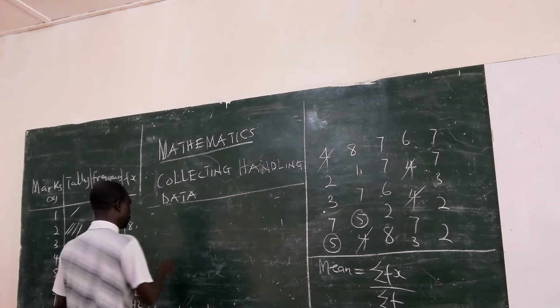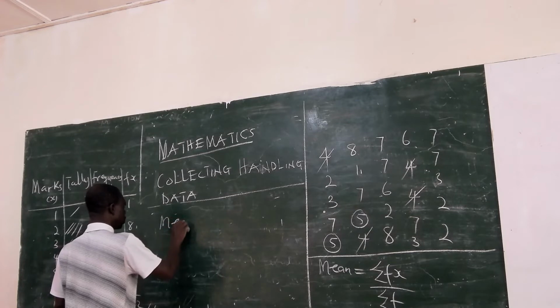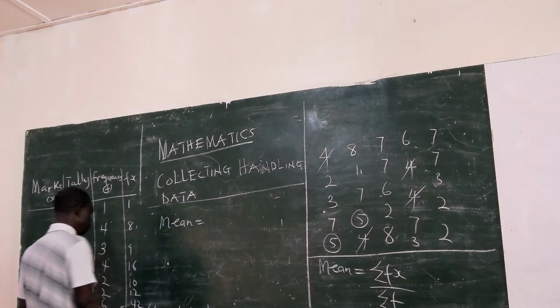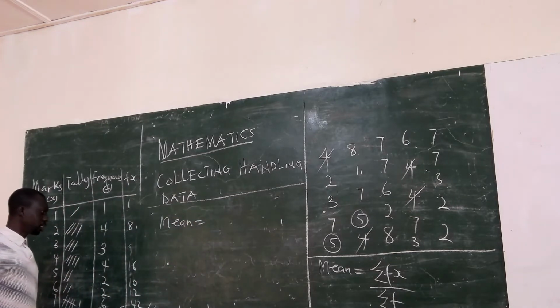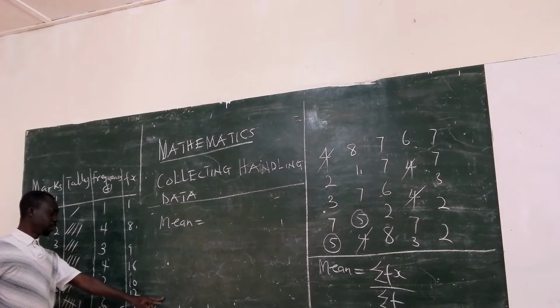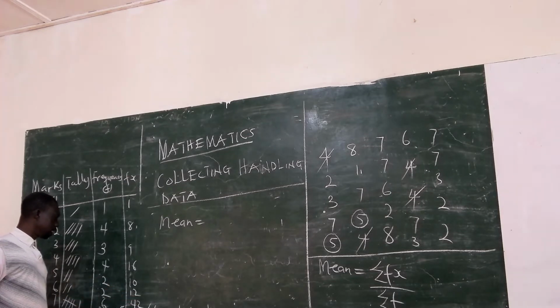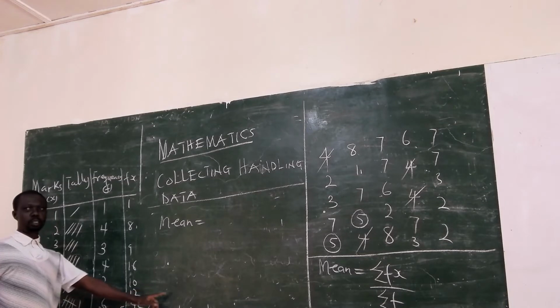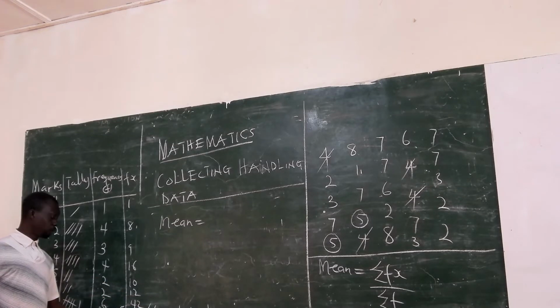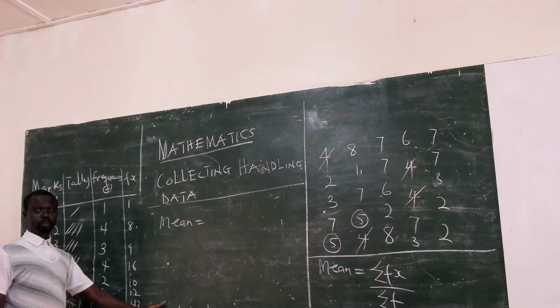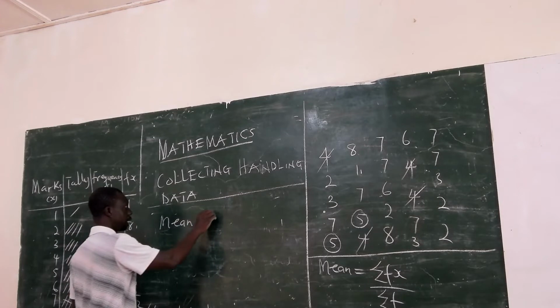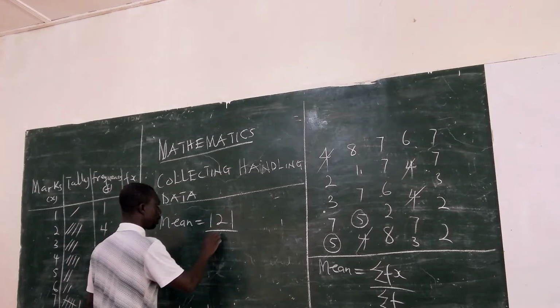So let's continue. The mean is equal to... Take note, when you are dividing summation of frequency by number of frequency, don't go wrong. Don't do total frequency divided by summation of frequency. If you do that, you are totally wrong. It's summation of frequency divided by number of frequency. The total number of frequencies is 25, and the summation of these frequencies is 121. So that should be 121 divided by 25.